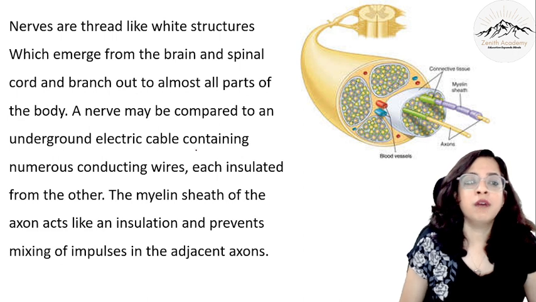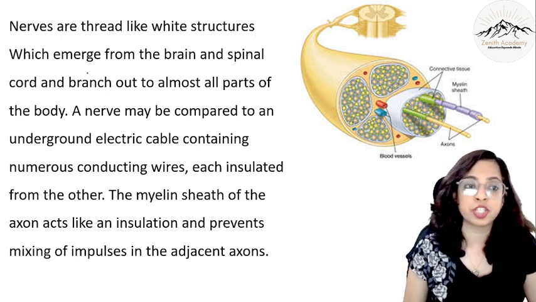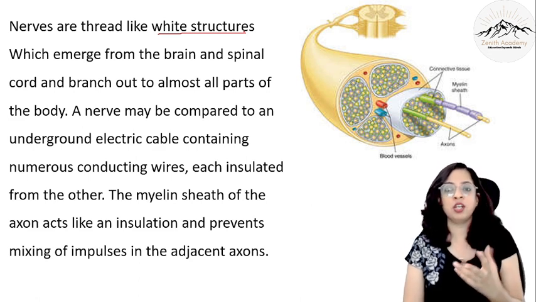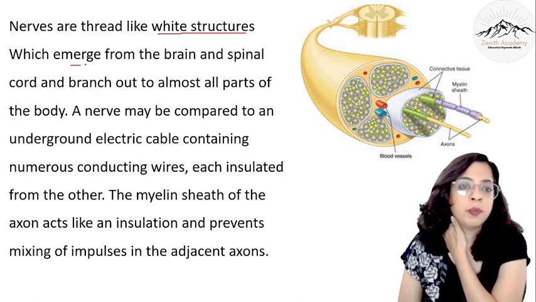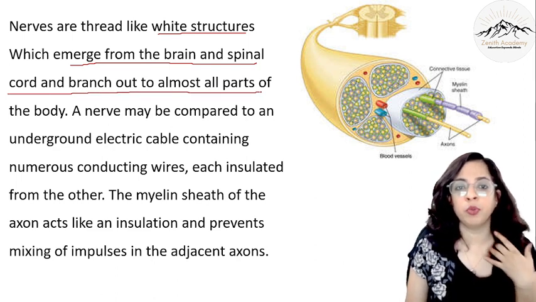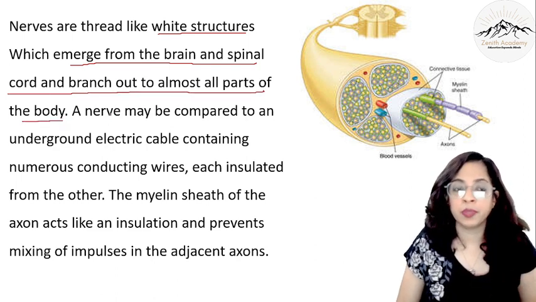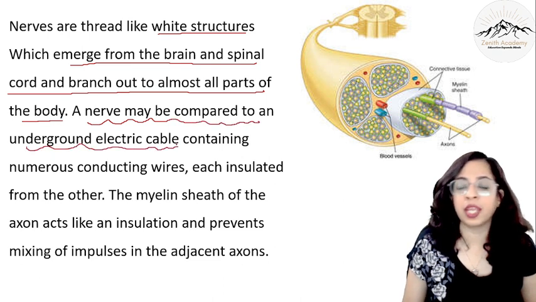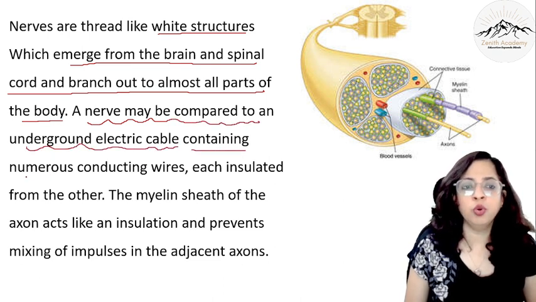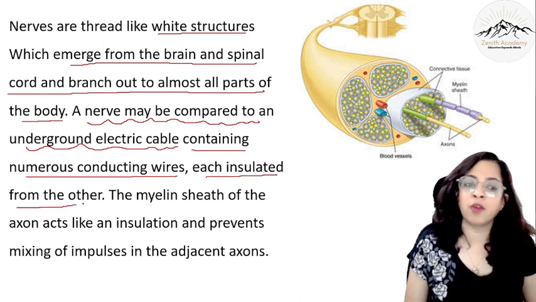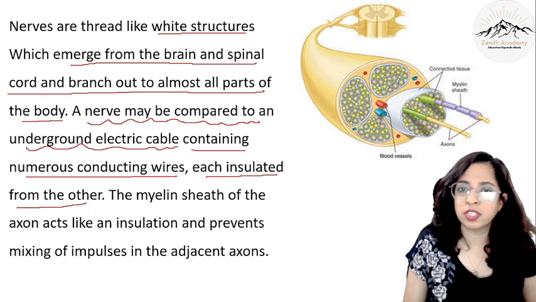Right, so nerves are thread-like white structures. Okay, nerves are white in color externally. When you see a nerve, it is white in color, and it emerges from the brain and the spinal cord and branches out to almost all parts of the body. Now, a nerve may be compared to an underground electric cable containing numerous conducting wires, and each one is insulated from one another.